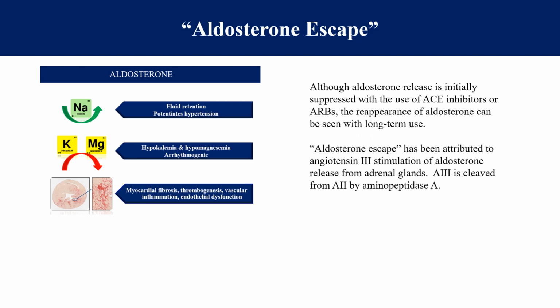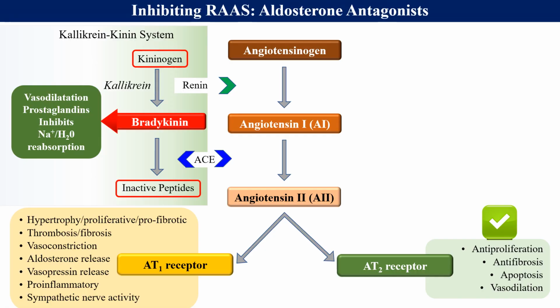Aldosterone escape has been attributed to angiotensin III stimulation of aldosterone release from adrenal glands. Angiotensin III is cleaved from angiotensin II by aminopeptidase A. Further RAS inhibition can be done at the aldosterone level.